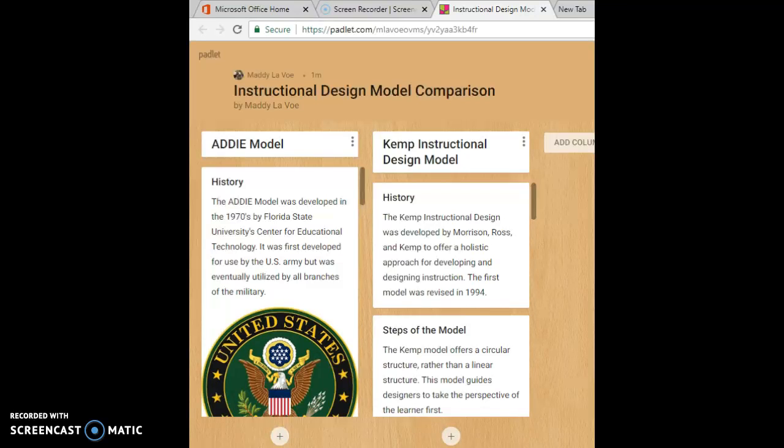The Kemp instructional design model was developed by Morrison, Ross, and Kemp, and this model offers a more holistic approach for developing and designing instruction. The first Kemp design model was revised in 1994.